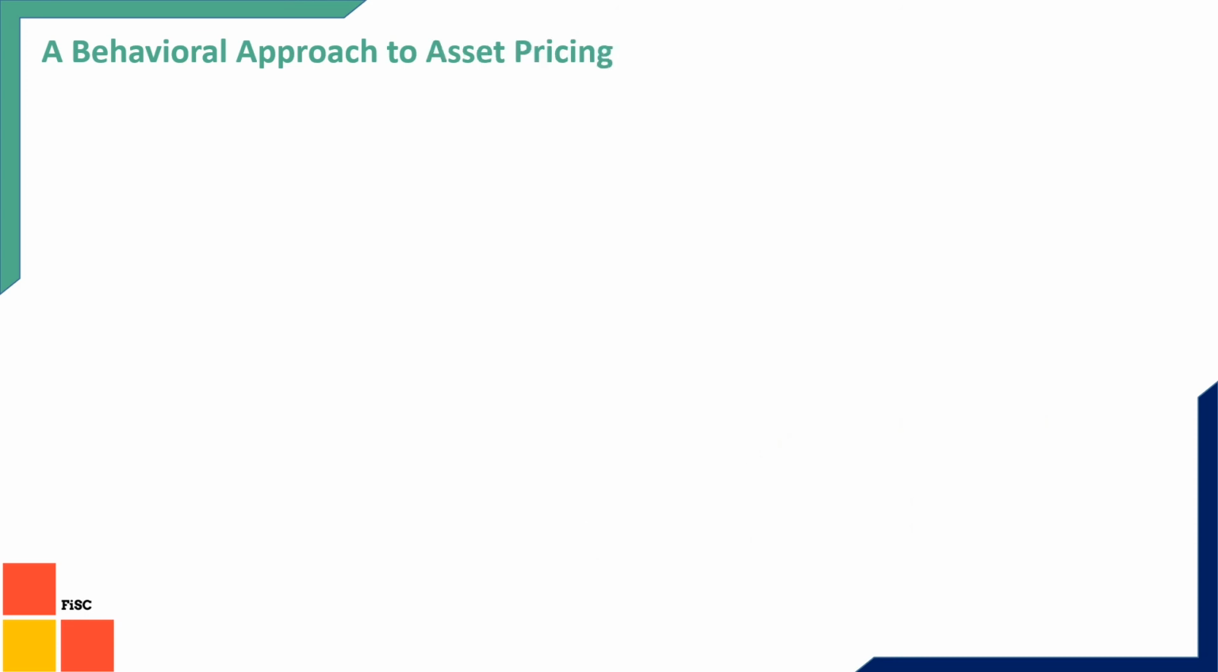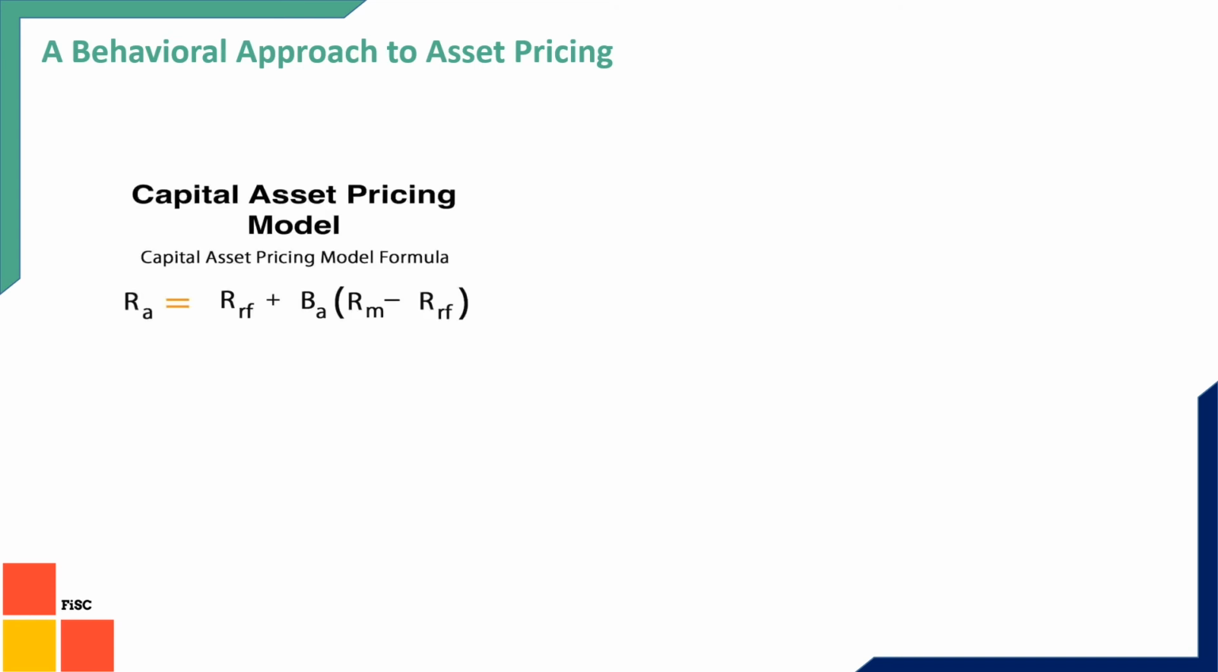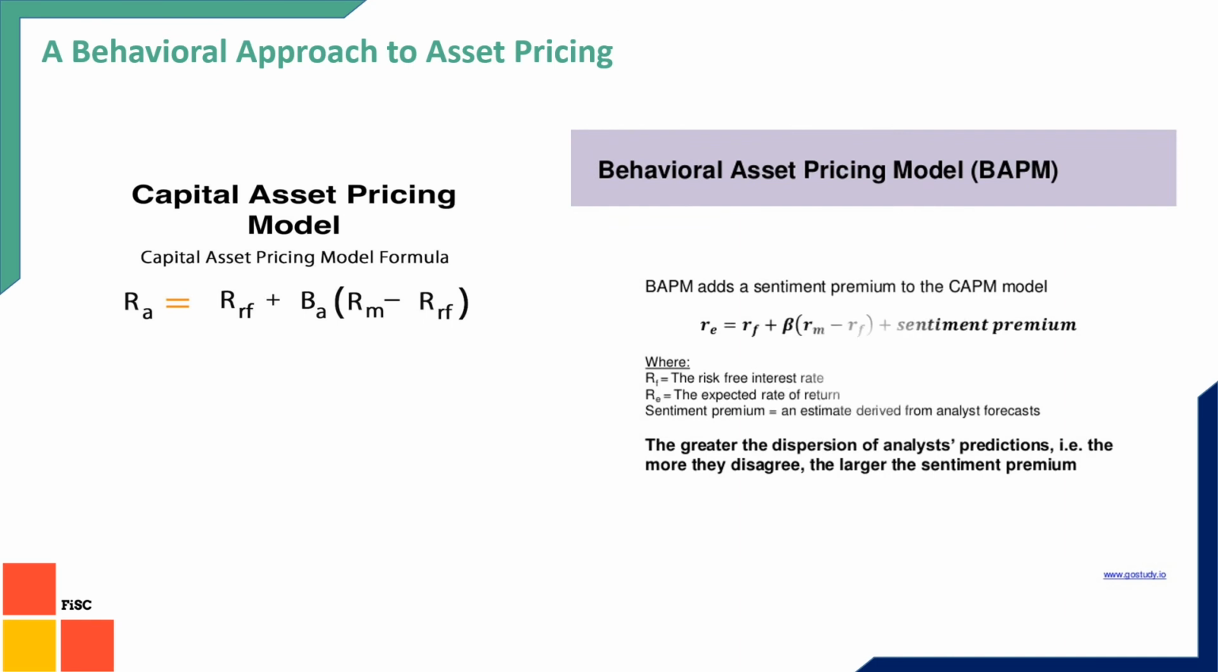Now there is another theory which is called behavioral asset pricing. In behavioral asset pricing, first of all, you already know about the capital asset pricing model of traditional finance. In behavioral finance, they have added a sentiment premium based on the analyst estimates. So the more dispersion we see in the predictions of analysts, the more sentiment premium we have to add in the required return of a stock. That's called the sentiment premium, which we have to add to make a behavioral asset pricing model.